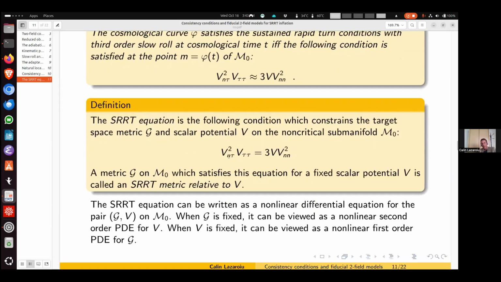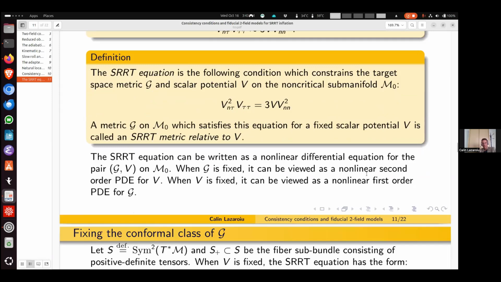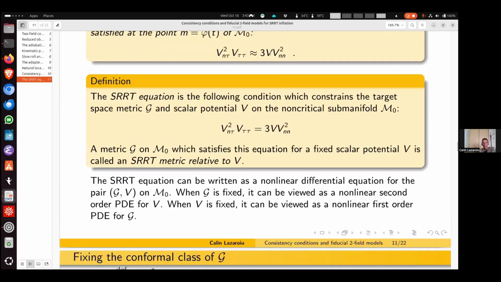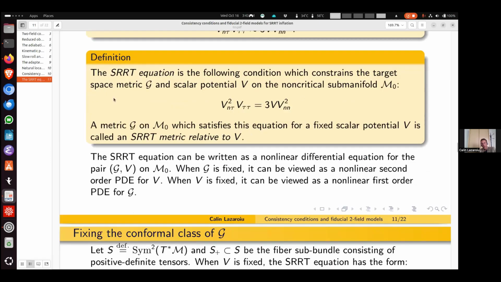So the strict SRRT equation, and that's where we are headed, by definition, is the following condition. Instead of using an approximate sign here, you use a strict equality, neglecting the higher order correction. It is the following condition which constrains the target space metric G and scalar potential V on the non-critical submanifold M naught of my model. V n tau squared times V tau tau is equal to 3V times V n squared. If you fix the scalar potential V, then you say that the metric G on M naught, which satisfies this equation, is an SRRT metric relative to V.